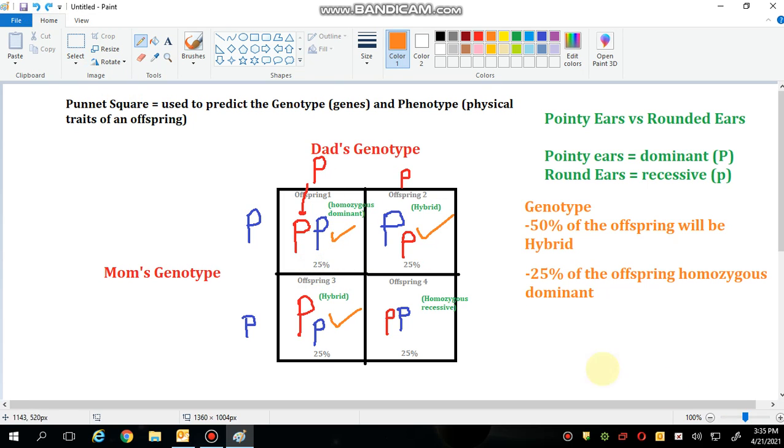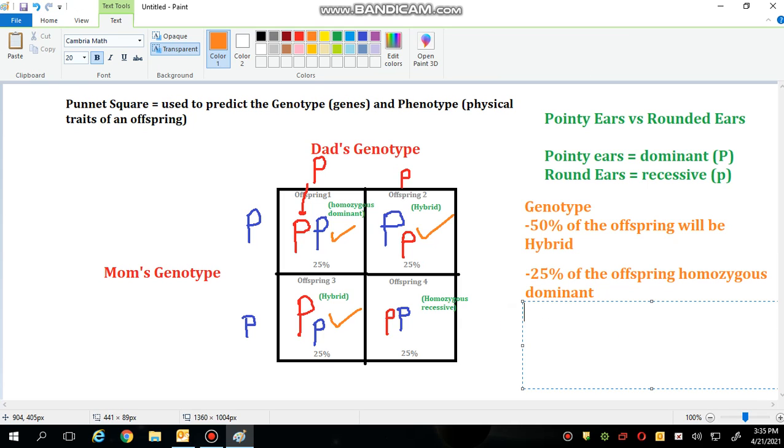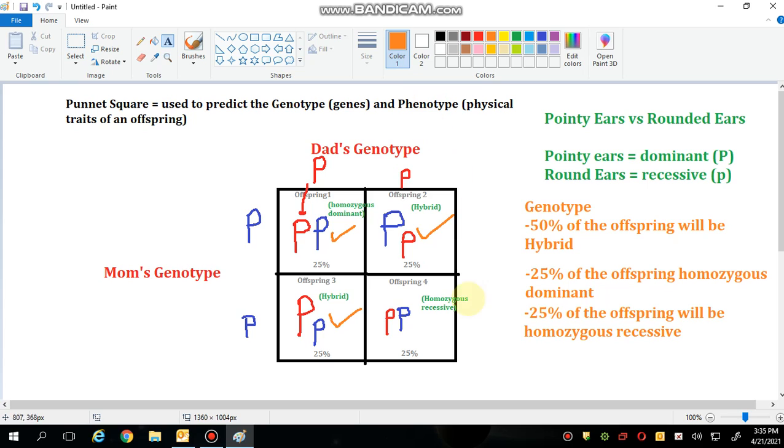Okay, next, is it done? No, we got one more box left. That box says that 25% of the kids or the offspring will be homozygous recessive. And there we go. We have found the genotype. We predicted the genotype of the offspring between dad and mom. Okay? We're not done yet. We've only predicted the gene codes here.